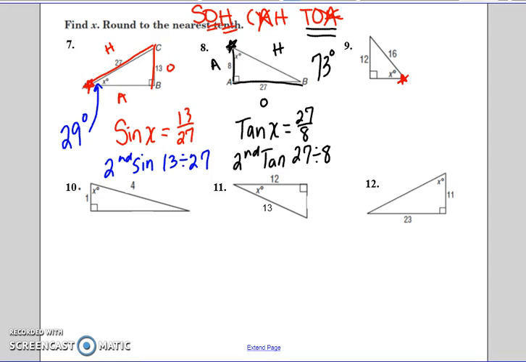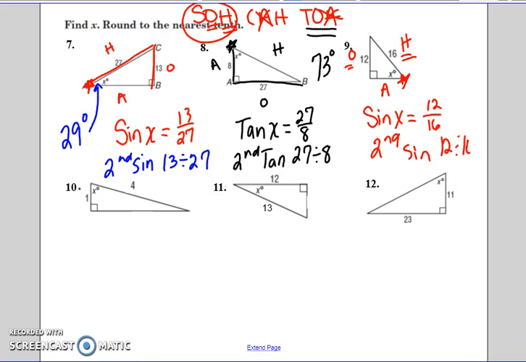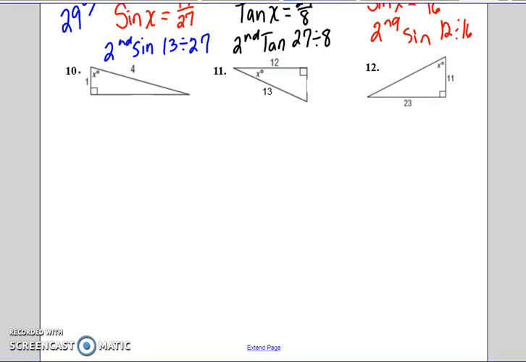And on this one here, we have our hypotenuse, our opposite, and our adjacent. We have opposite and hypotenuse, which means that we're going to do the sine of x is equal to 12 over 16. So you're going to hit second sine 12 divided by 16. And you will get 49 degrees. All right, so let's try 3 more problems here.